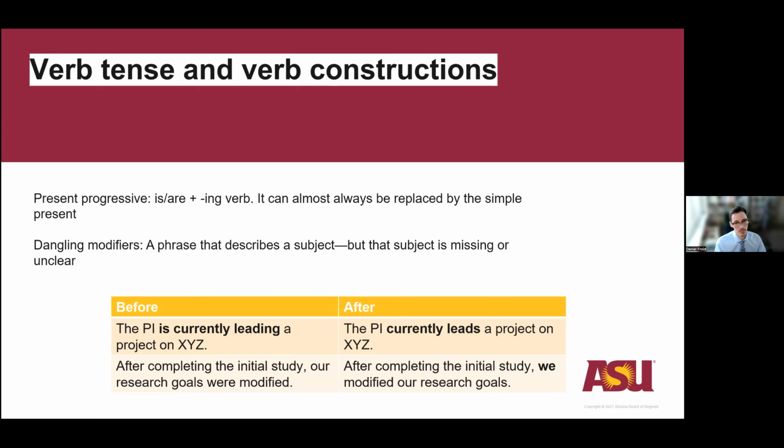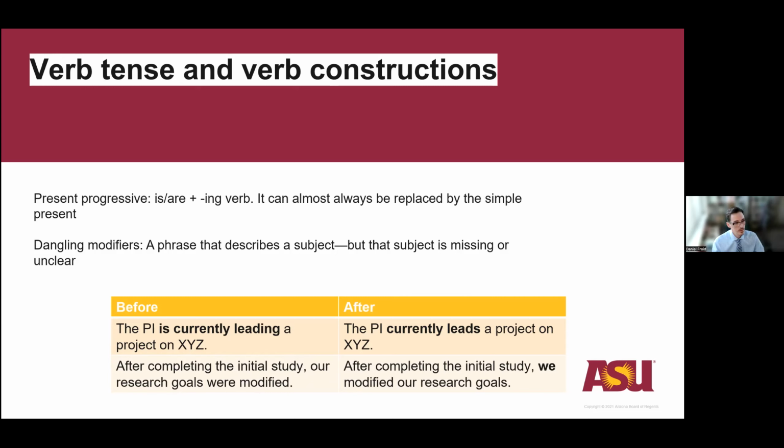And I'll give you another example on the screen in case that's easier to follow. Dangling modifiers are phrases that describe a subject, but that subject is missing or unclear. So take a look at this example. After completing the initial study, our research goals were modified. This phrase, after completing the initial study, someone did the completion, right? So someone completed the study, but we don't know who based on the sentence. We can figure it out based on the word our, but on a grammatical level, there is no actor for that phrase.